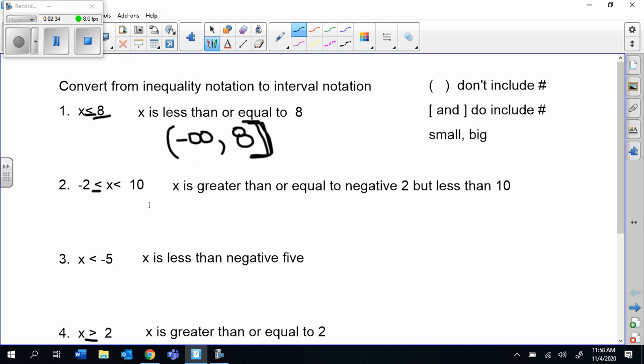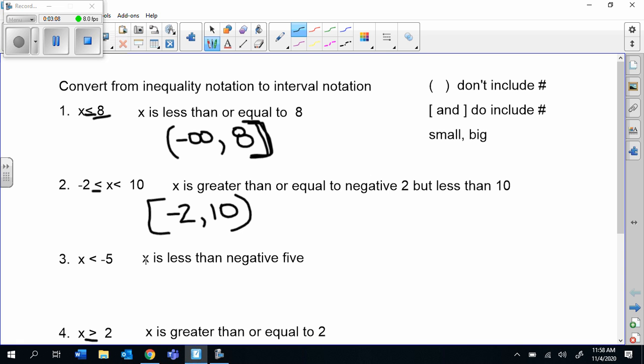All right, number 2. X is in between -2 and 10, or it's greater than or equal to -2, but less than 10, and there's no equal piece here. So my two numbers, smallest to biggest, are -2, comma 10. It does not include 10, so you do a soft-sided parenthesis, but it does include -2, so we're going to do a bracket.